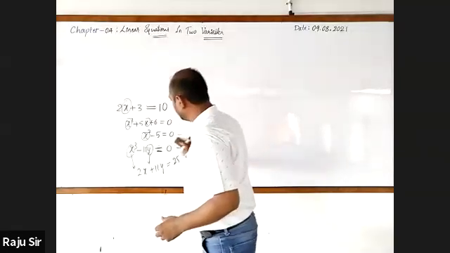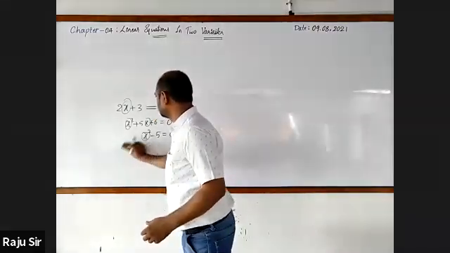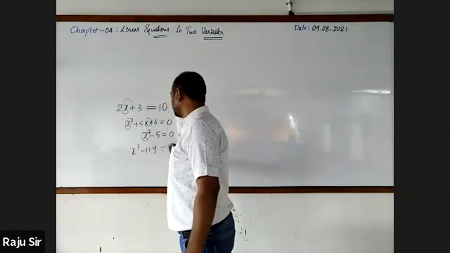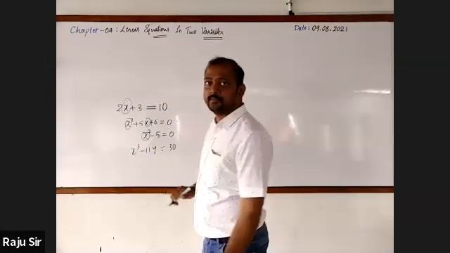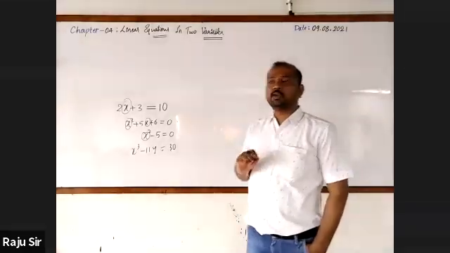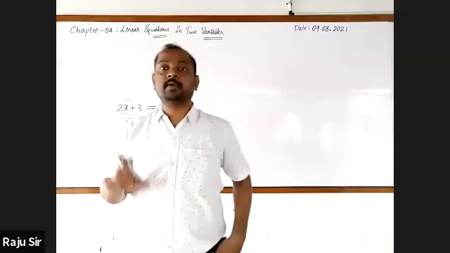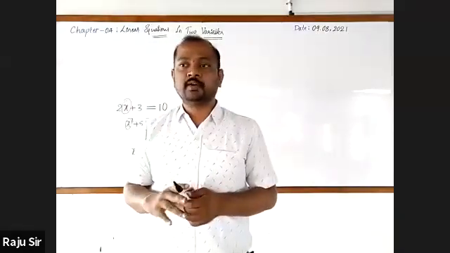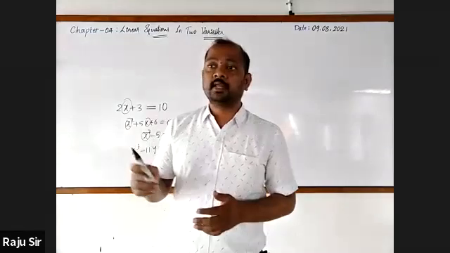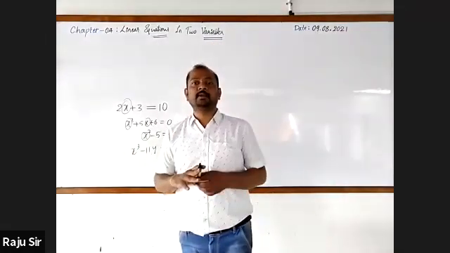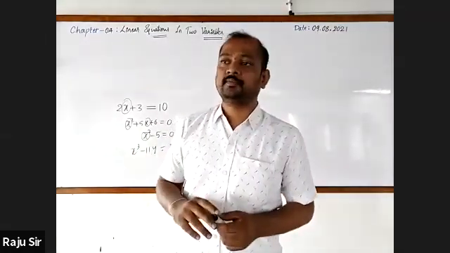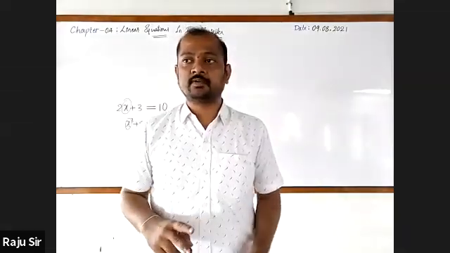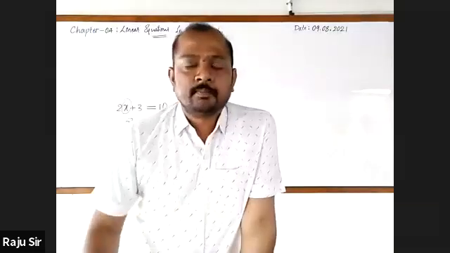Now, just again, you have to observe: x cube minus 11y equal to 30. Look here. Students, what do you call the highest power of the variable involved in a polynomial? Degree of the polynomial. Similarly, the highest power of the variable involved in the equation is the degree of the equation. Followed? Yes, sir.